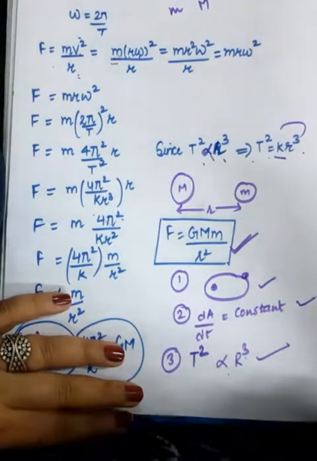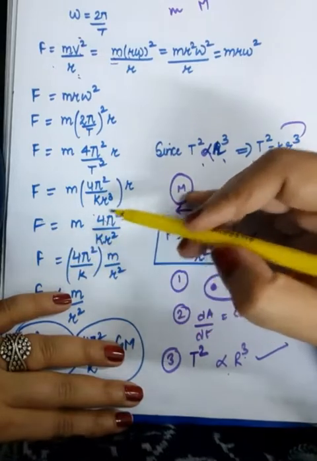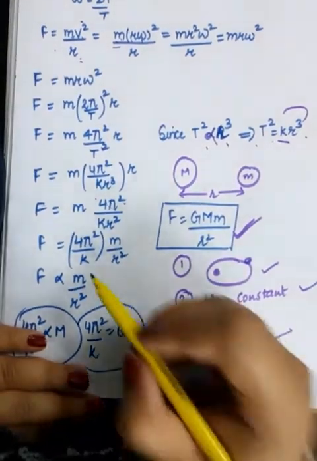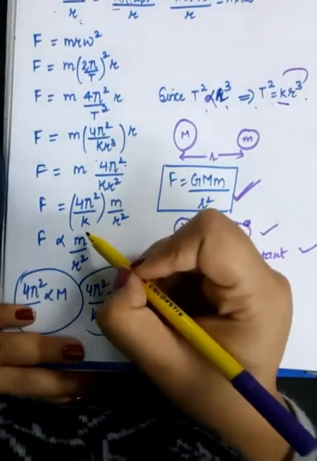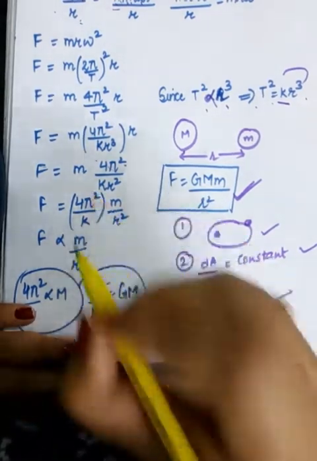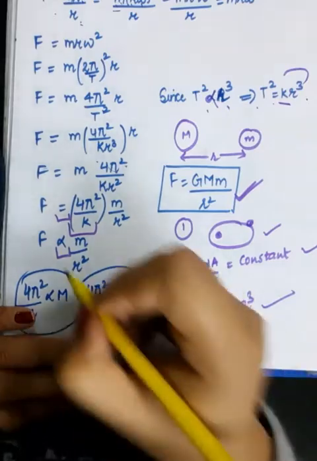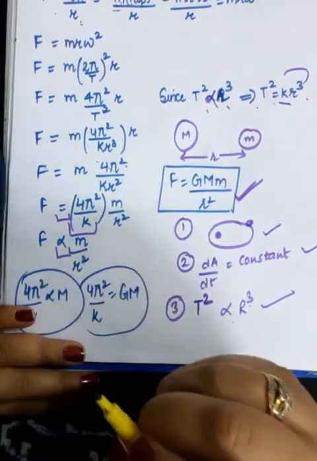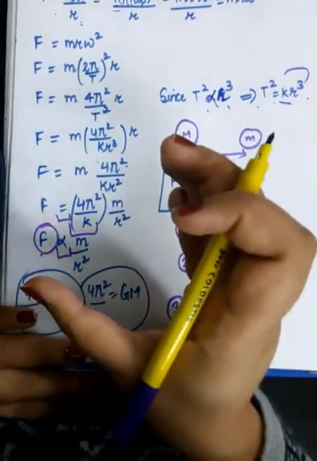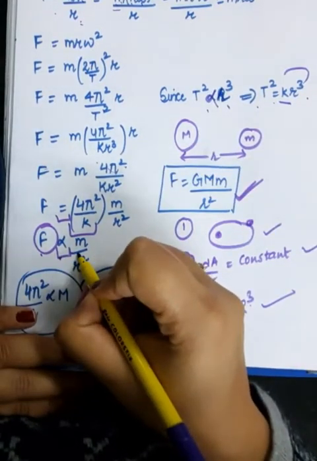After that, one r cancels with one r and you are left with force F is equal to m 4 pi square divided by k r square. Now 4 pi square upon k is a constant, and you should replace the equality and the constant by the sign of proportionality. So you get F is directly proportional to m upon r square. This was the force between the planet and the sun. So the force between the planet and the sun is directly proportional to the mass of the planet.